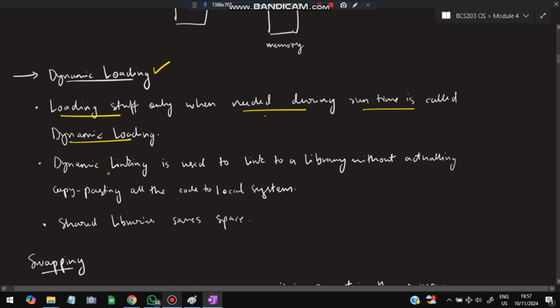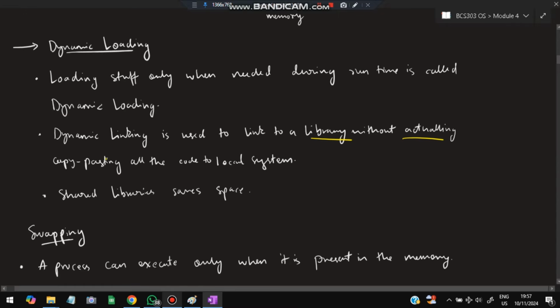We also have dynamic linking, which is used to link to a library without actually copy-pasting all the code to the local system. The library is the place where we have all the actual code, and we link to it so that we use it without actually loading it. That is called dynamic linking. Also, we can use shared libraries to save space. This is a library shared between two processes. We need not have a copy here and here; only one is sufficient. That will also save space.